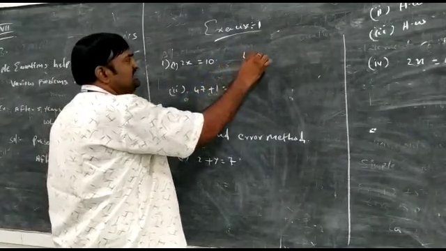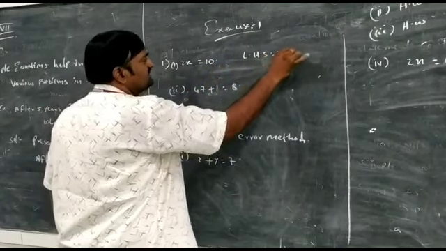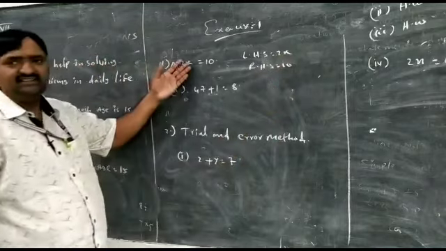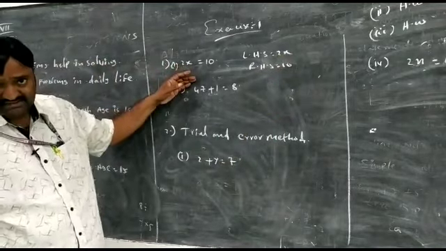2x equal to 10. LHS side, what is there? 2x. RHS side, what is there? 10. That is very easy. LHS side, what is there? Write down. And RHS side, what is there? Write down.